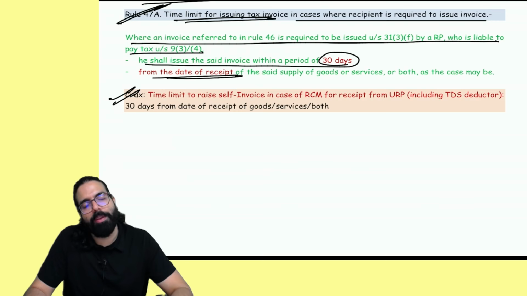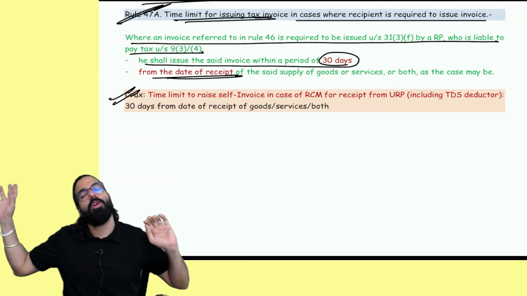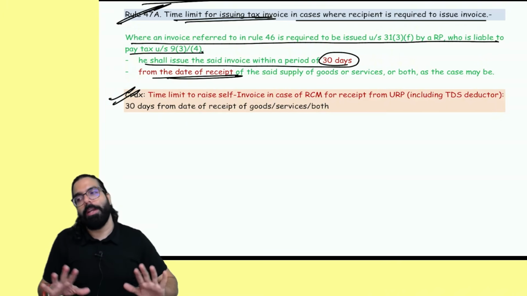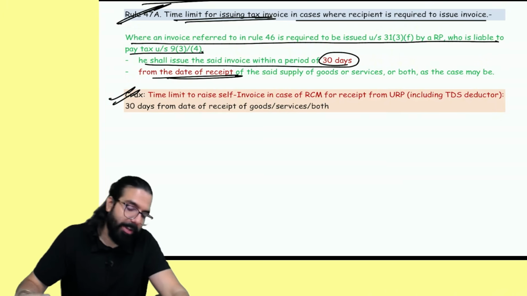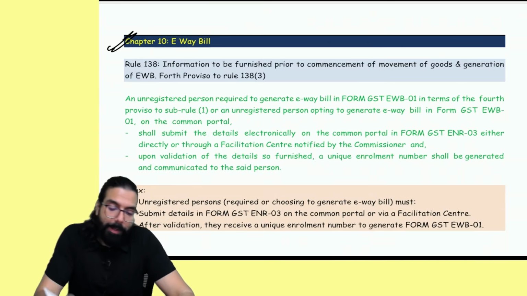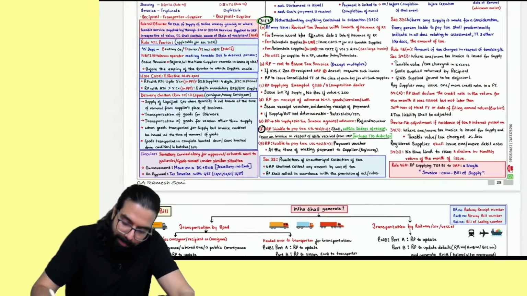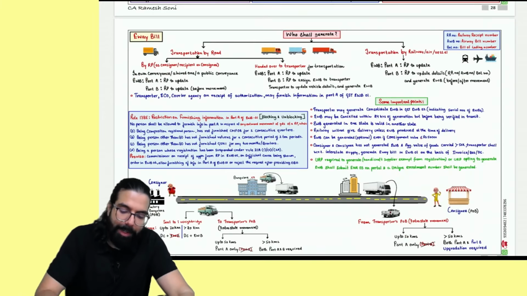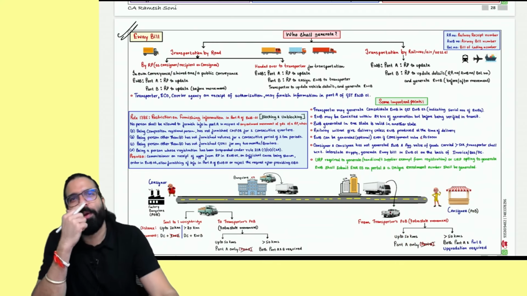Remember the time limit for self invoice: if you are buying from an unregistered person or TDS deductor, you should make your own invoice within how many days? 30 days. Done, sir. This point is clear. That's all that has been told. Now, in the E-way bill chapter, one small amendment. Before that, this is the only amendment in the tax invoice chapter. Done, sir. In the E-way bill chapter, one small point they have told.